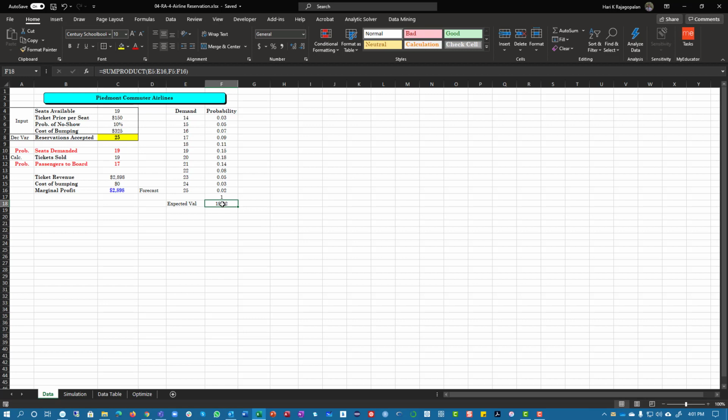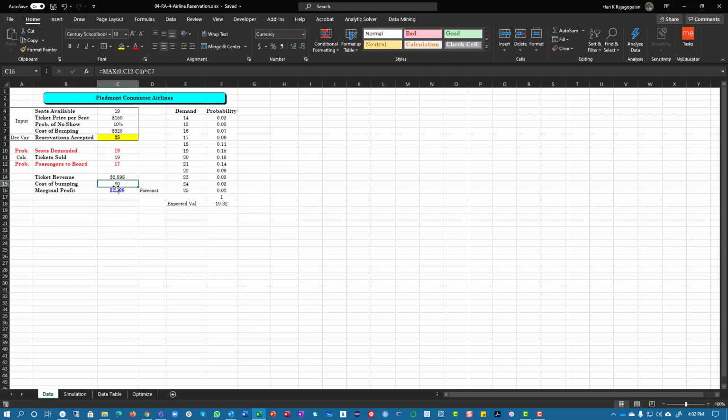Expected value is your weighted average, right? So you multiply 14 times the probability, 15 times the probability, add them all up, and you're expecting to get on average about 19.32, right? So between 19 and 20, mostly skewed towards 19. So we've got this now, and then you can calculate your ticket revenue, which is simple.